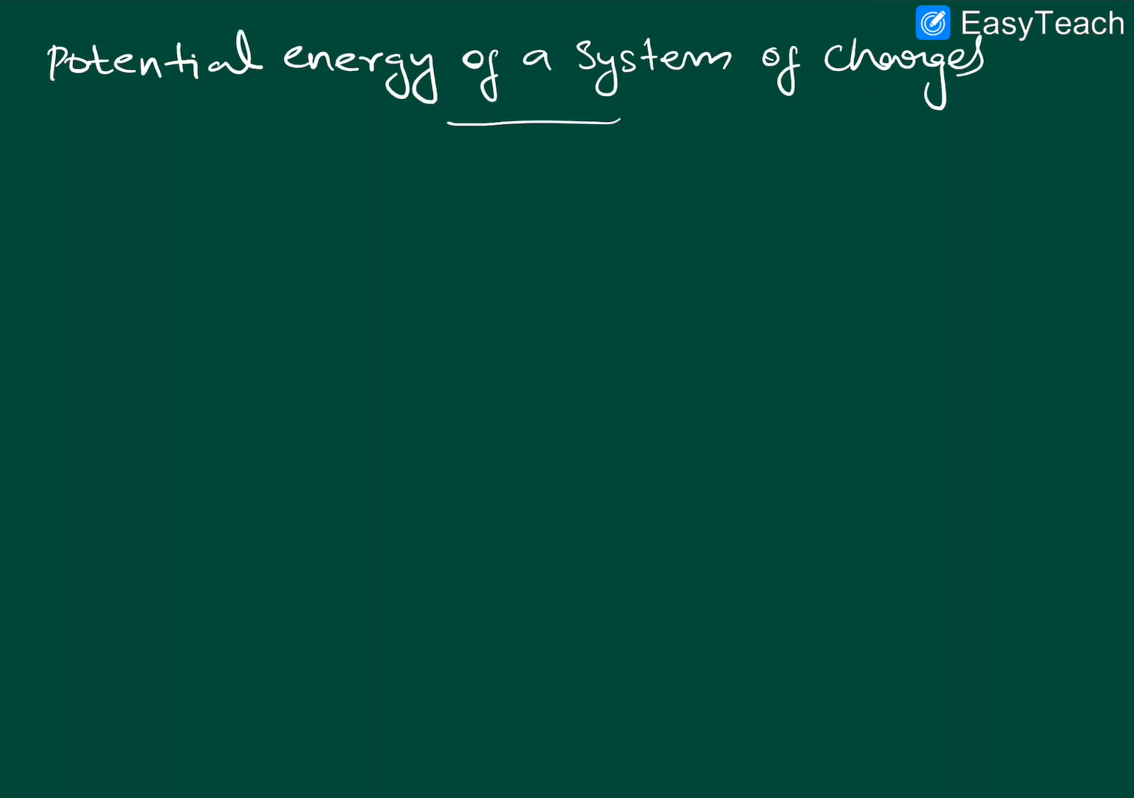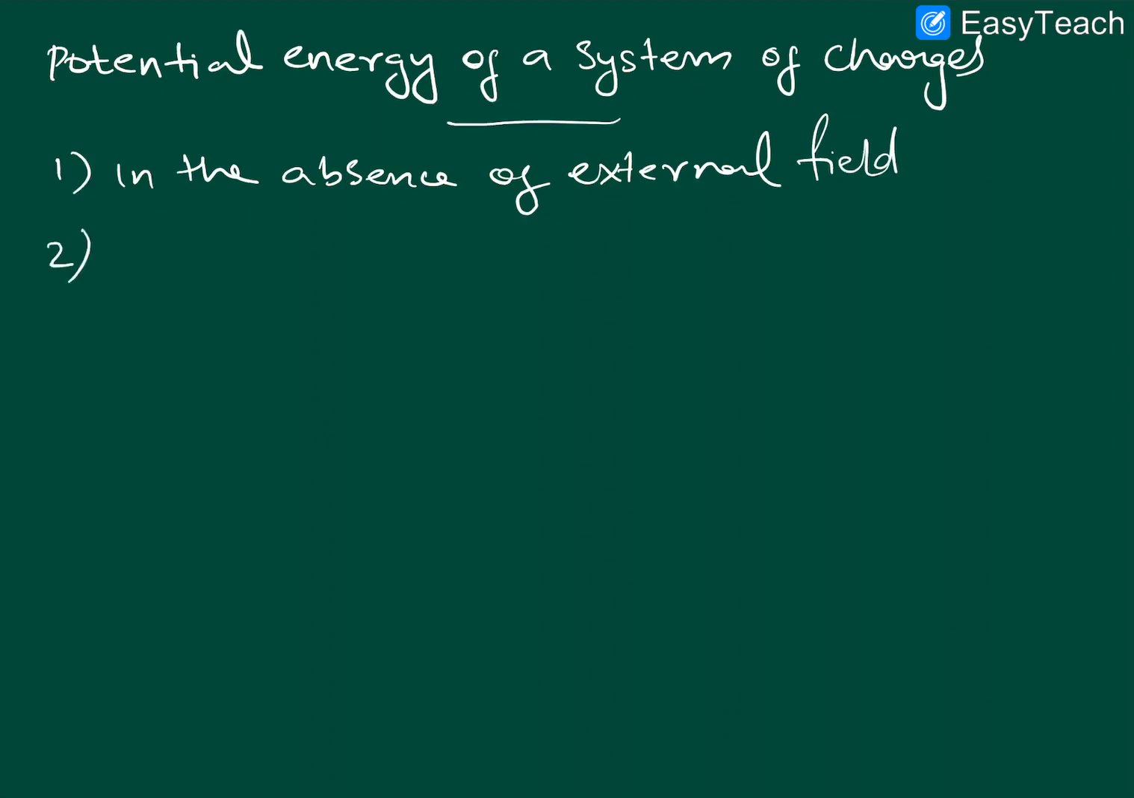What is meant by a system of charges? It means there are more than one charge present. So you need a system of charges. In this discussion we will discuss two different cases. First one, in the absence of external field. Second one, in an external field.